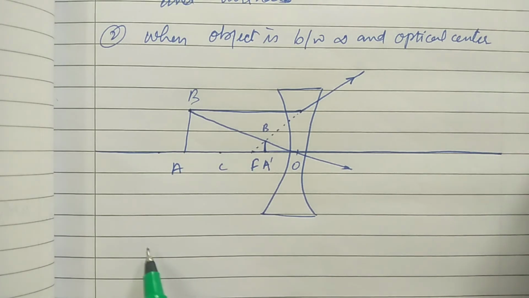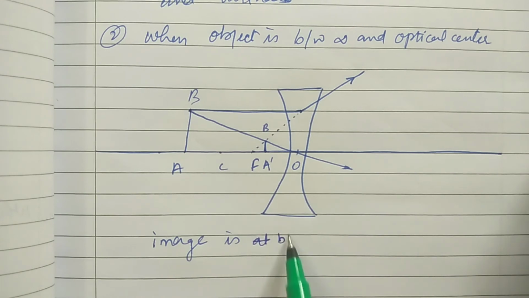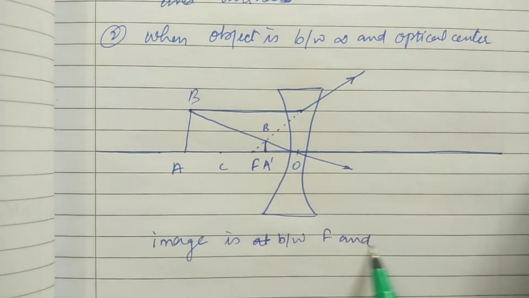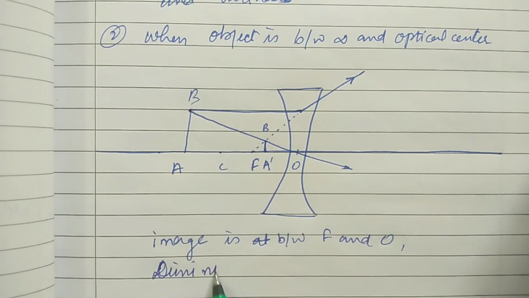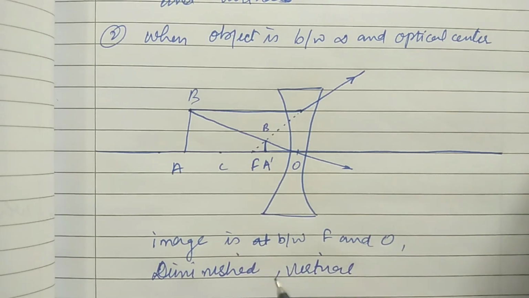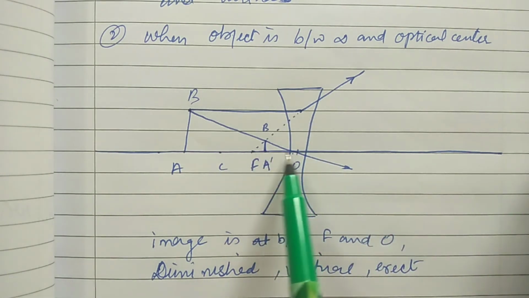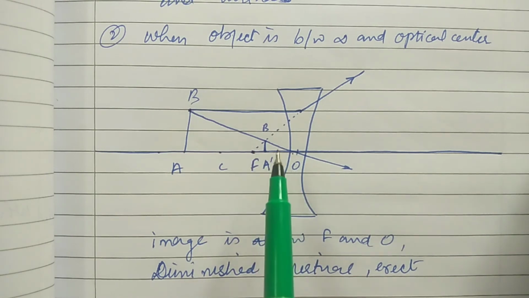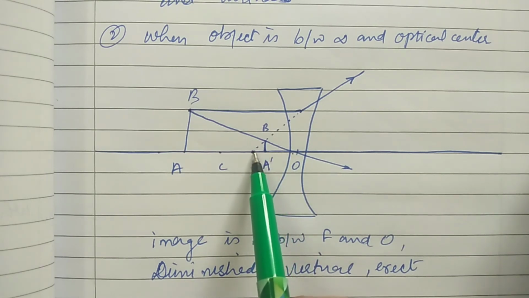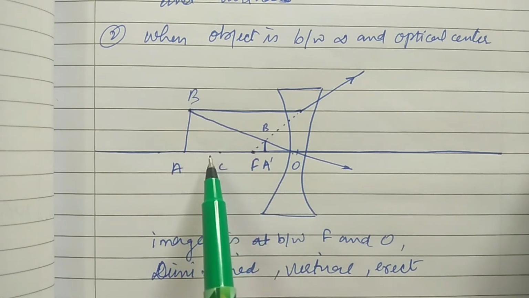So here we can write image for this particular case. Image is at between focus and optical center. This is diminished. It is virtual and erect also. So you can see here, whenever you're using concave lens, image would always be between focus and optical center, and at the maximum it can be at the focus. But in this case, image can never be beyond focus. This side you will never get the image.